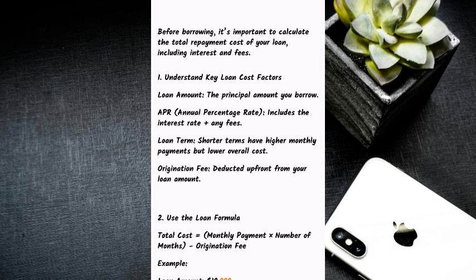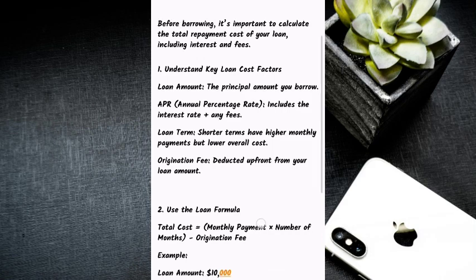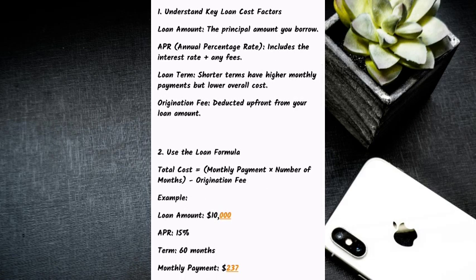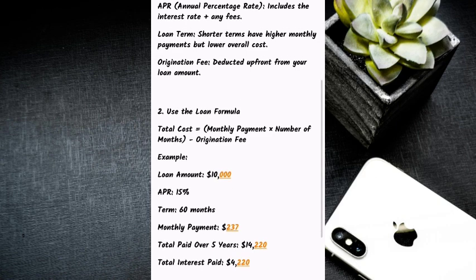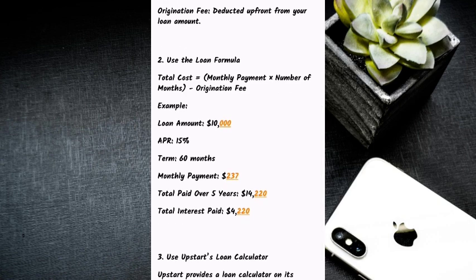Next, we're going to talk about how to use the loan formula. Total cost equals monthly payment times number of months minus origination fee. For example, if the loan amount is $10,000 and your APR is 15% with a loan term of 60 months, then the monthly payment is going to be $237. Paid over 5 years, that's going to be $14,220, and the total interest paid is going to be $4,220.